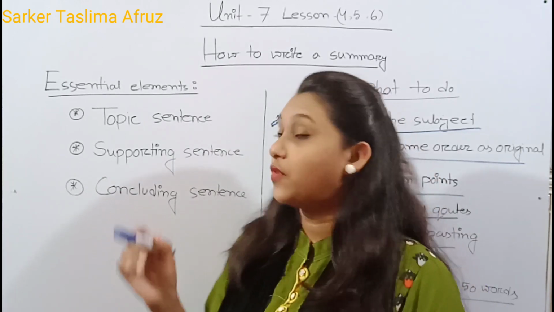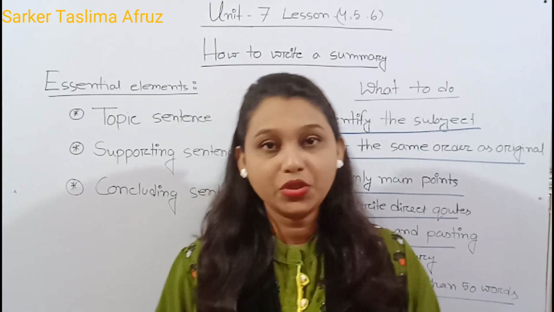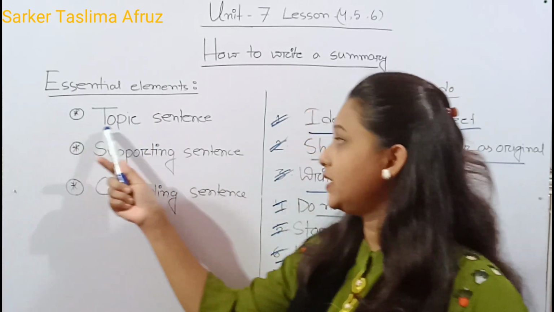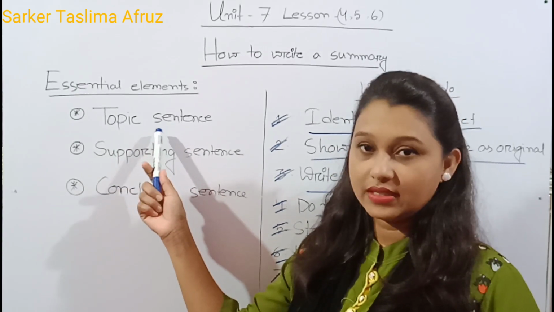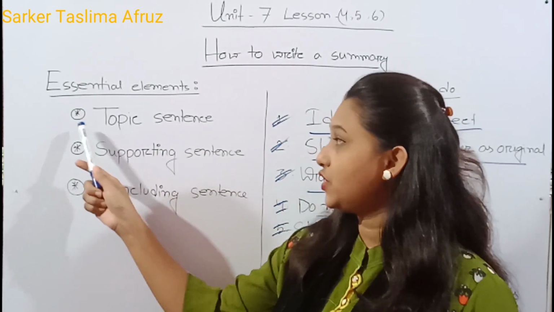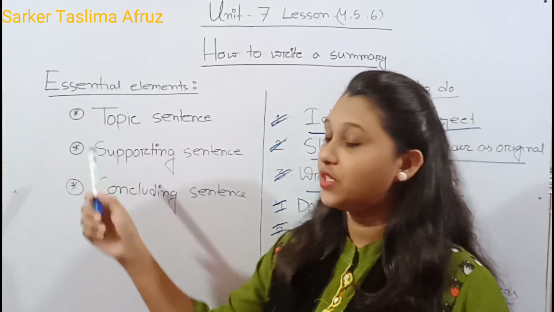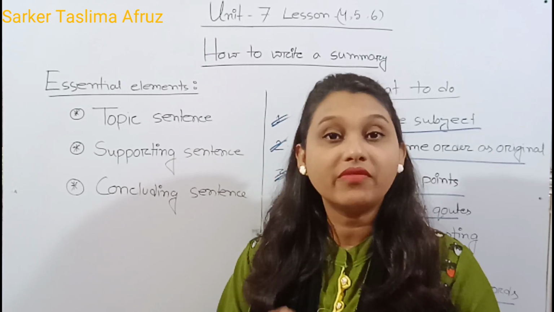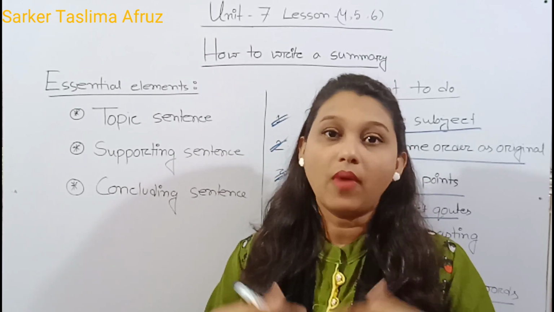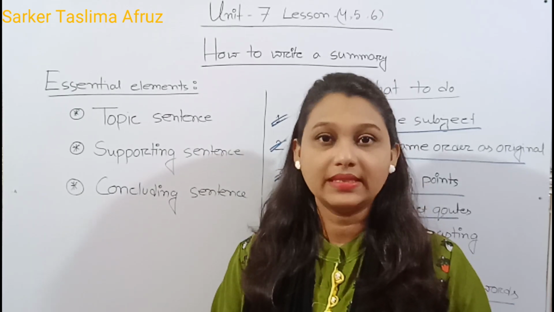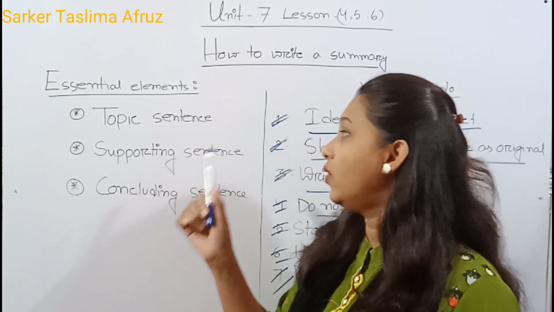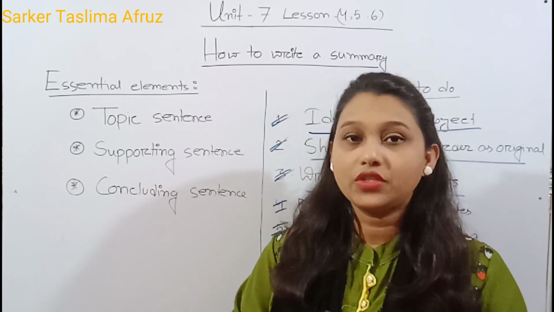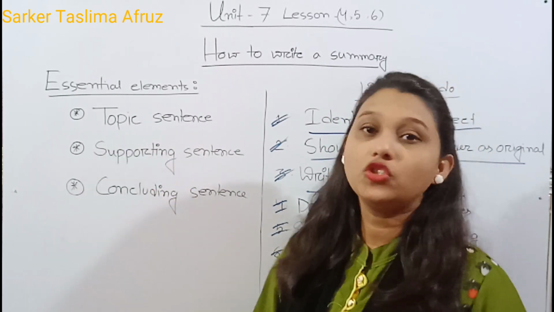Well dear learners, for writing a summary it's important to mention that there are some essential elements. The elements are, you can see, the topic sentence. There are actually 3 elements. First one is the topic sentence. Topic sentence means you have to read the passage properly so that you can find out the subject, what the passage is about, and who the author of this passage is. In this way you can find out the subject of this passage. So actually this is your topic sentence.